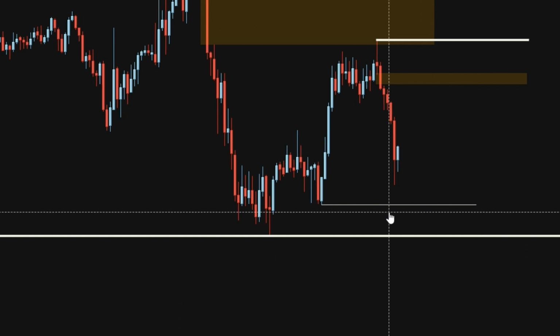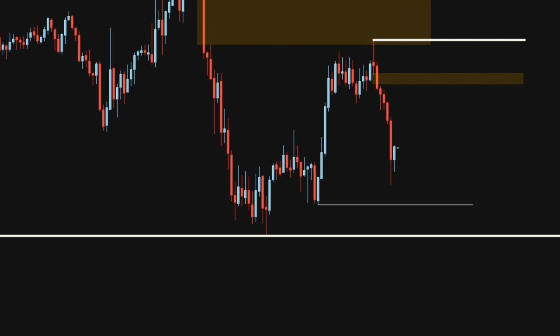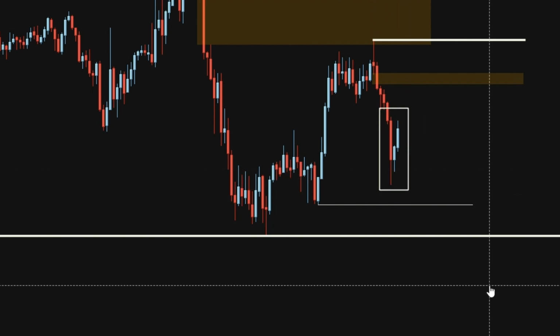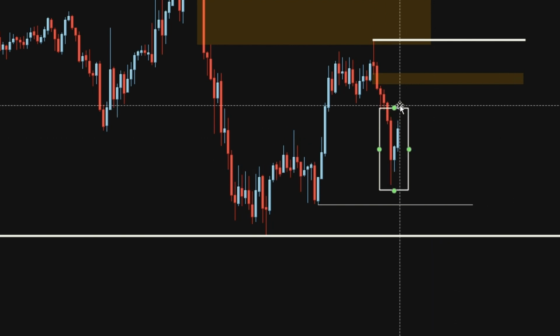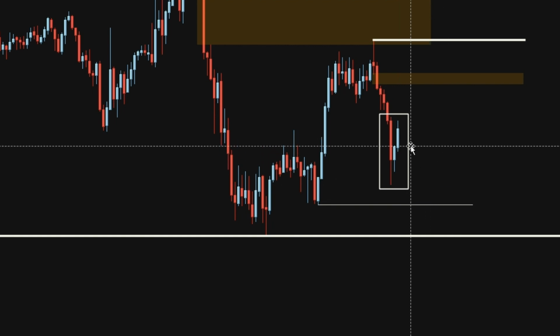So as you can see, right, it tapped into the 5 minute order block, as well as we see sort of what kind of pattern. What kind of pattern is this? This might be a possible bullish 3 bar reversal pattern right there. Interesting, right? Very interesting.